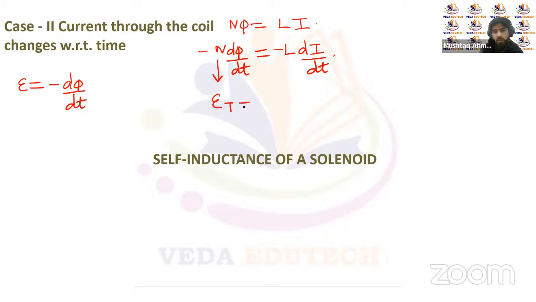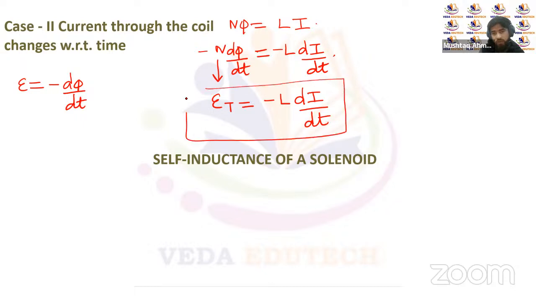So the EMF induced in this conductor because of self-inductance is given by minus L di by dt. This is the EMF induced in the conductor, or we can say the current through this conductor will be the EMF induced over the resistance at any time t.